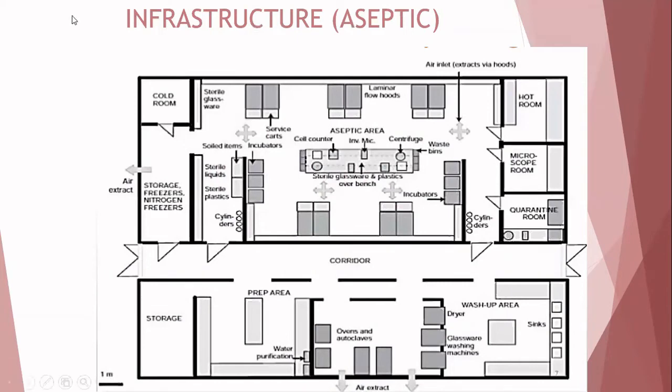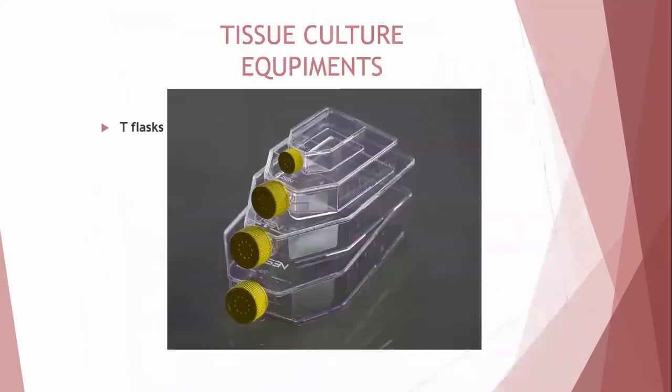This picture shows the layout of the aseptic environment which is required for a basic cell culture facility. There will be designated areas which are separated from each other, like a separate preparation area and a corridor, a washing area, quarantine room, microscope room, hot room, cold room, storage room, and the working area. The working area should be completely maintained in aseptic condition. So this is the basic layout of a cell culture facility.